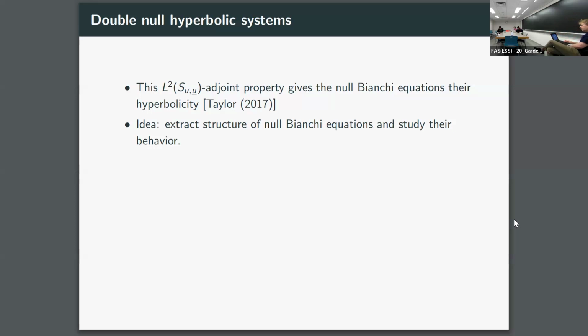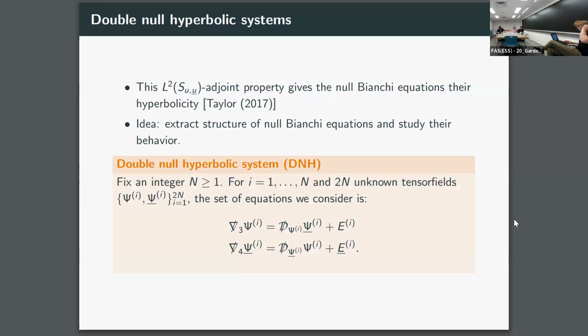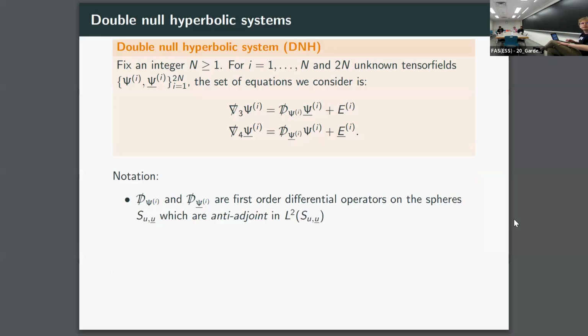Okay, so where I want to go from here is I want to study this structure in more detail. So this Bianchi pairing, and I'm going to introduce the idea of a double null hyperbolic system like this, and it should be reminiscent of the schematic form of the null Bianchi equations, where you have some transport equations in either the E3 incoming or the E4 outgoing direction. And on the right-hand side, you have some first-order spherical differential operators. And so, let me explain what I mean by this a little bit more.